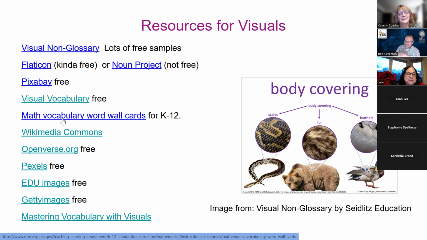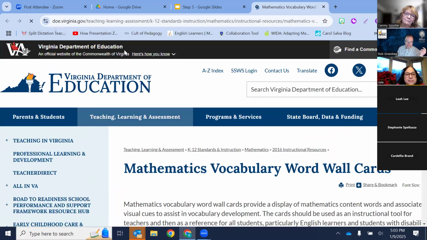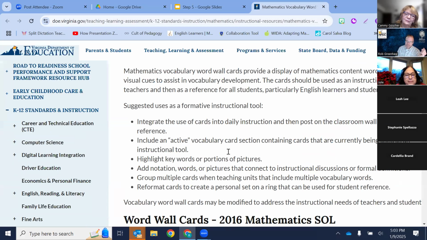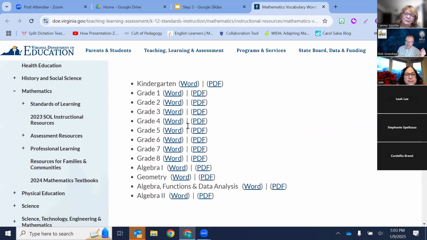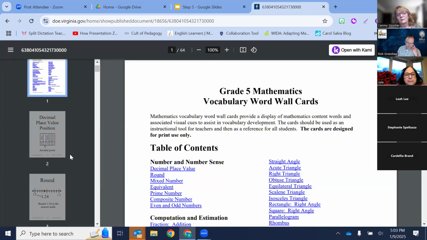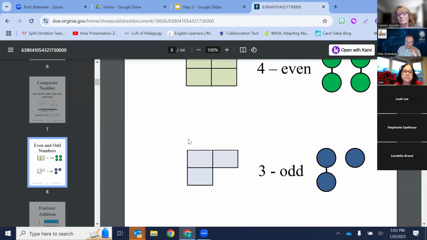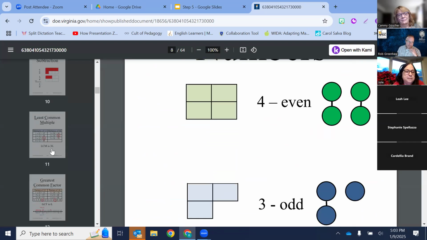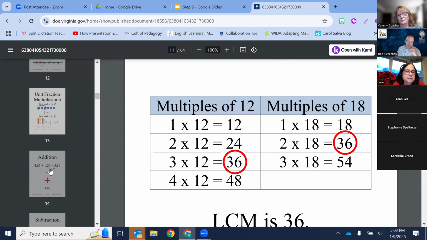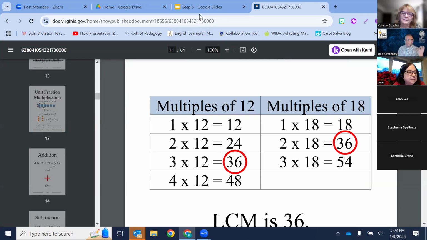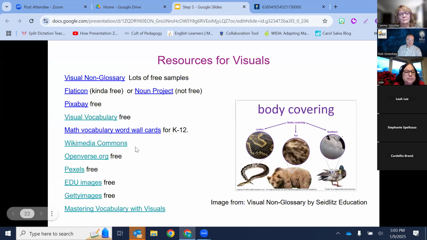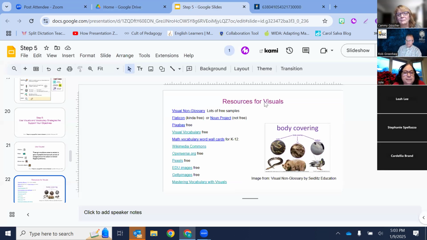All right, math vocabulary word wall cards. Julie Antill, who's a consultant in Southeast Missouri, shared this. It's from the Department of Education in Virginia, and they have a whole bunch of word wall cards for math. So you might say fifth grade, and then get an image for a mixed number, even and odd numbers, least common multiples. So there are some ready-made word wall cards that you might want to use. These are all just ideas of ways to get some images, so definitely check those out.